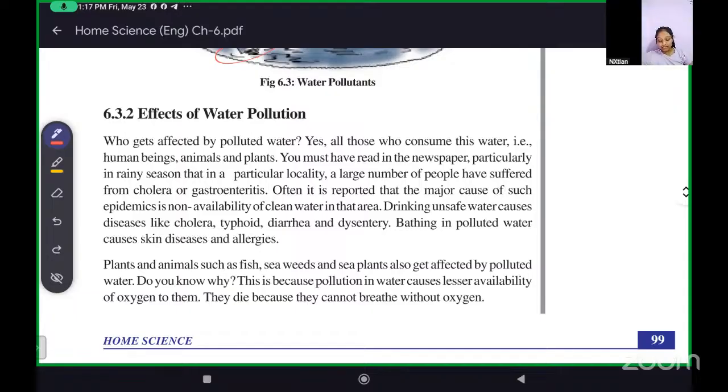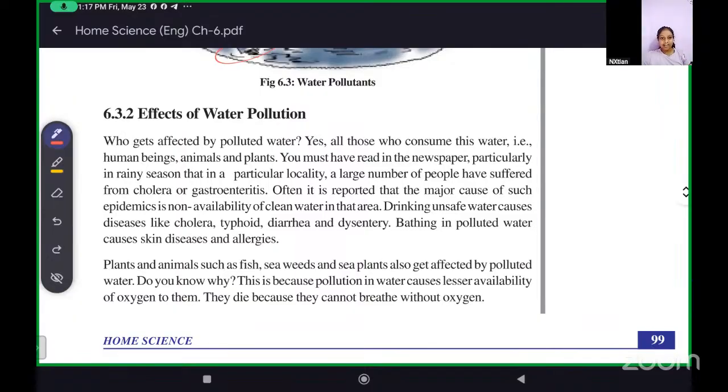Plants and animals, such as fish, seaweeds, and sea plants also get affected by polluted water. A lot of fish die because of polluted water, because of all the chemicals in the water. It causes difficulty for them to breathe. Fish breathe with the oxygen molecules that are dissolved in water. When this water has all these chemical wastes and substances in it, the oxygen level will deplete, and when they take in those chemicals, the fish die. A lot of fish die.